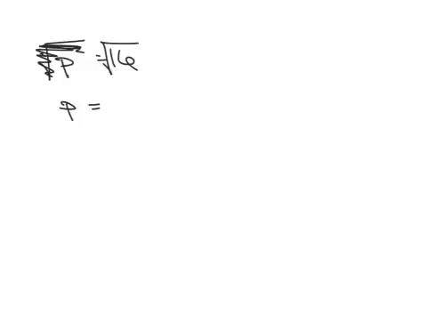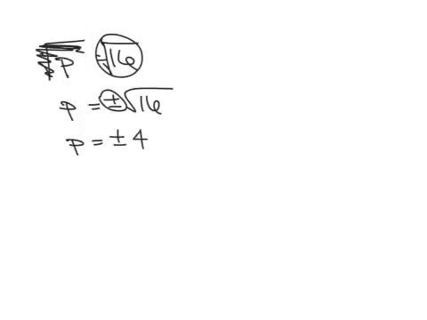And whenever we do that, whenever we take the square root of the other side as well, we do this. That symbol means plus or minus the square root of 16. So that means that we are going to get plus or minus 4 for our answer, because negative 4 times negative 4 is 16, positive 4 times positive 4 is also 16. So p is plus or minus 4.